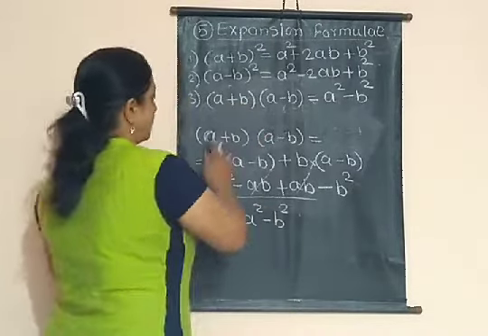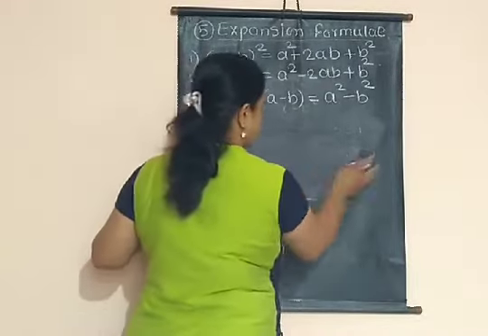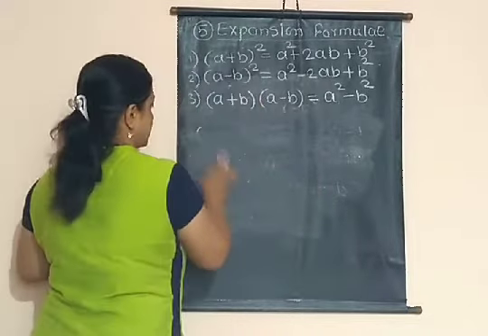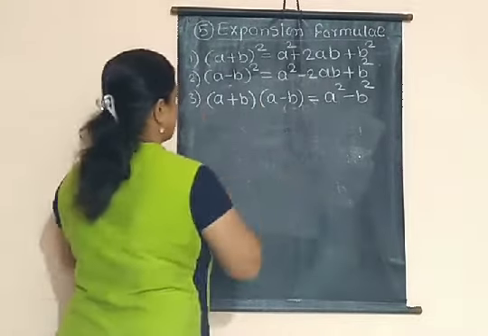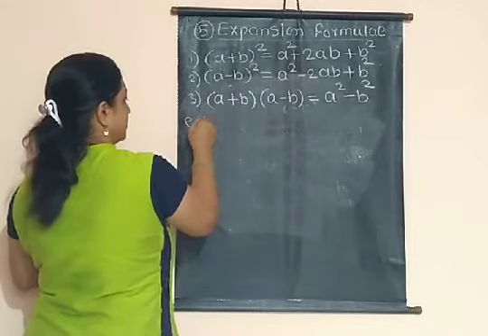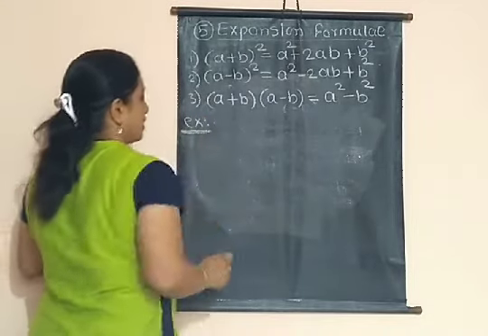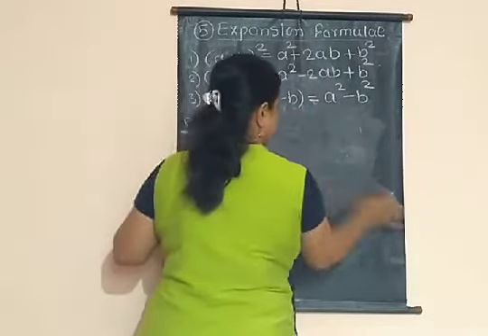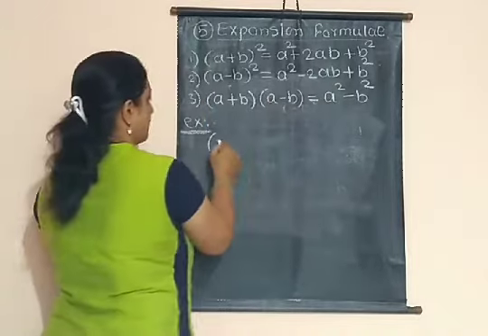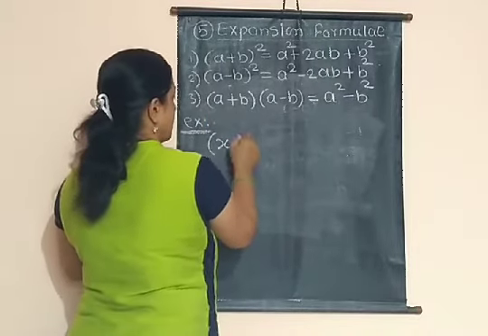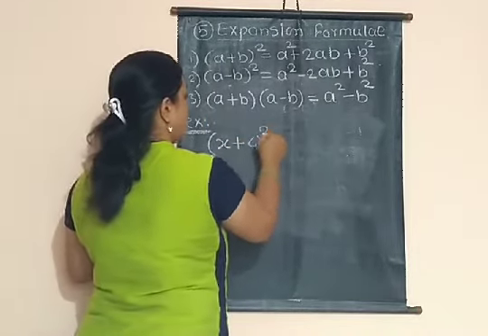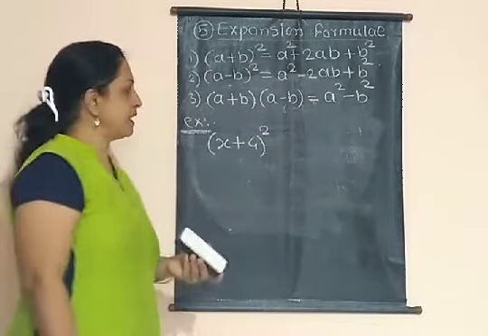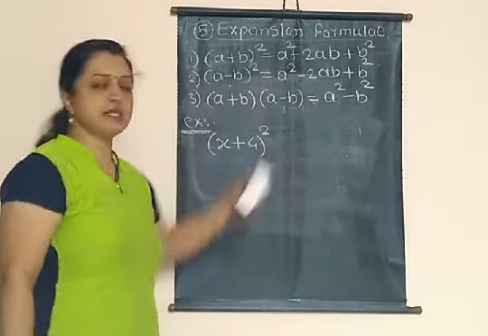And now depending on these three equations, we have to see some examples. Now let's see some examples one by one. So consider the first example, (x plus 4) bracket square. Now let us solve this example by using this formula.